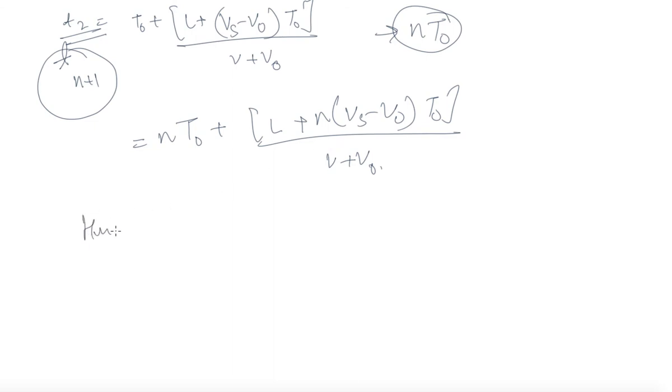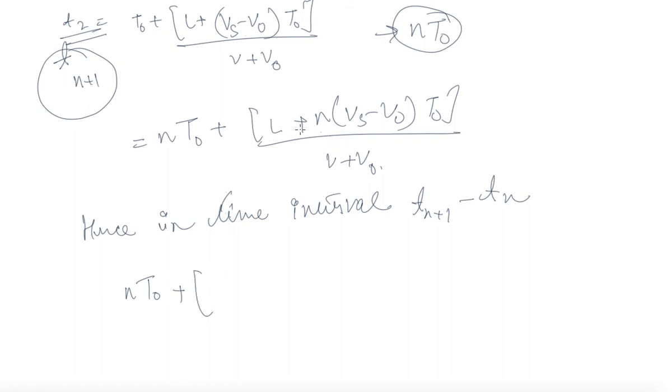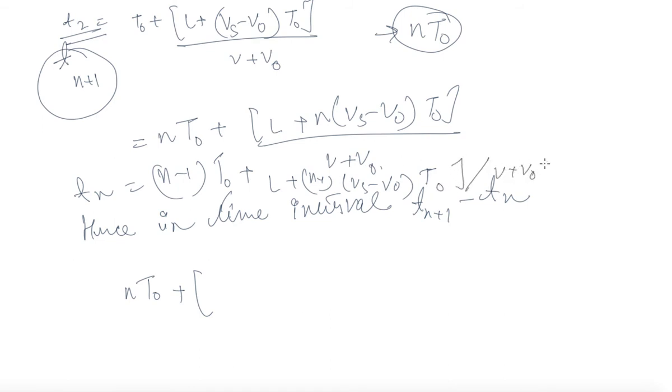Hence you can see that in the time interval Tn plus 1 minus Tn. So in these two time intervals, what we see is n t naught plus L plus n into Vs minus V naught into t naught, and for Tn, just put n minus 1 into t naught plus L plus n minus 1 into Vs minus V naught into t naught, and this whole is divided by V plus V naught. So for T2 you have n equals 1. Therefore for Tn plus 1 you have n, and for Tn you will have n minus 1.